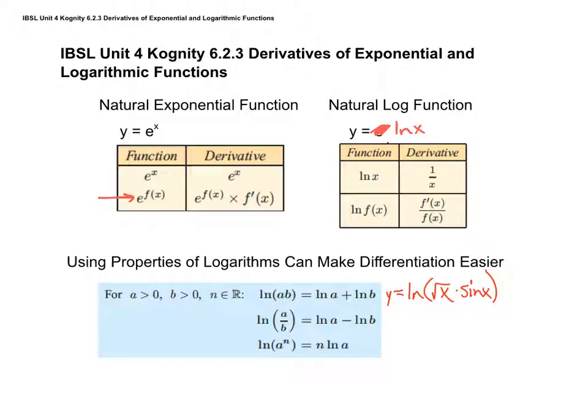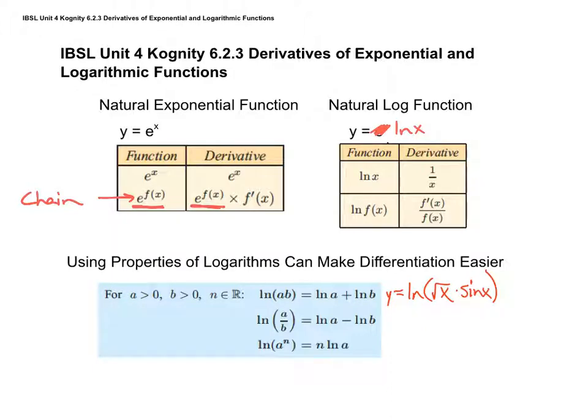Anytime you're taking the derivative of a composite function, you have to use what? The chain rule, dy/du times du/dx. So right here, this is the chain rule. Notice here, the e to the power stays the same, but then you multiply by the derivative of whatever that power is. So it's e to the f of x times the derivative of f of x.